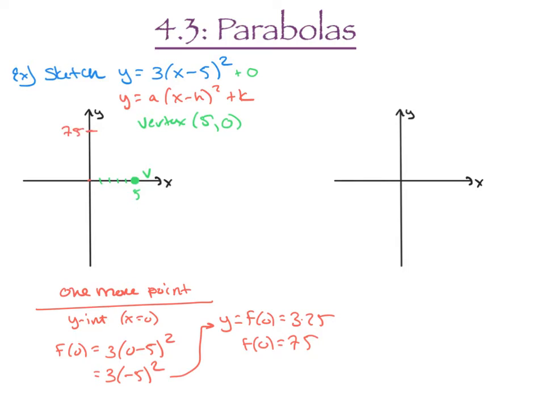Is that a great picture of what our graph looks like? It's okay. The scale on the x-axis is very different than the scale on the y-axis, but for the purposes of sketching, it's fine. So the vertex is always smack in the middle. And if you can plot the side with the y-intercept, then the other side of the parabola will be a mirror reflection. Okay, let's do one more.